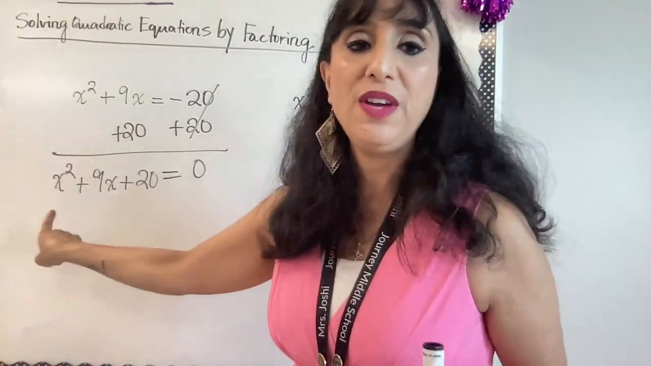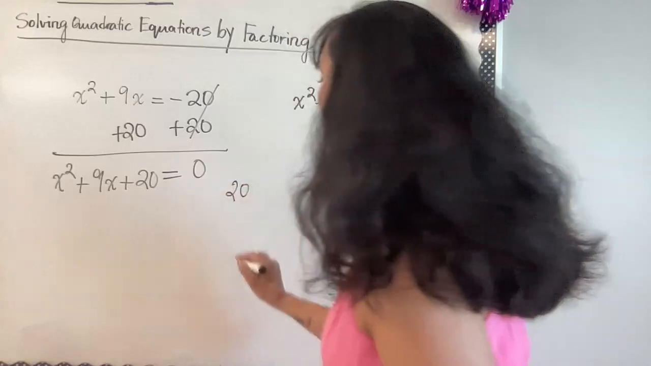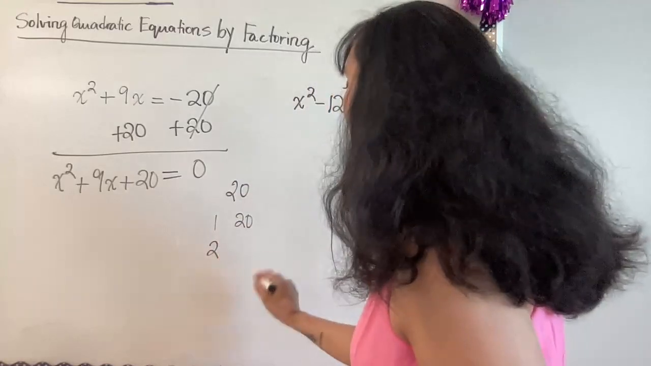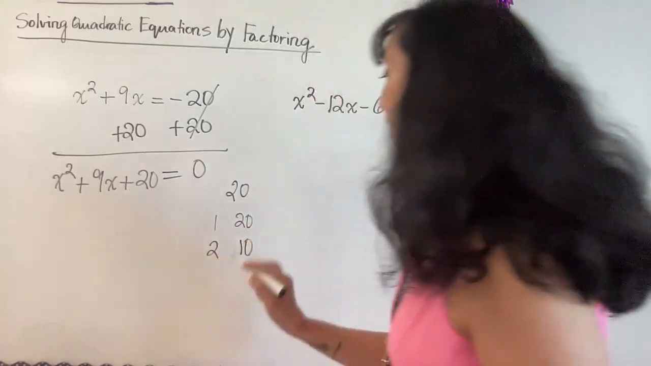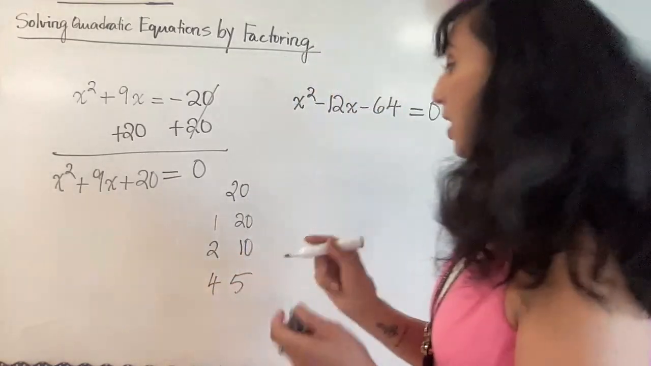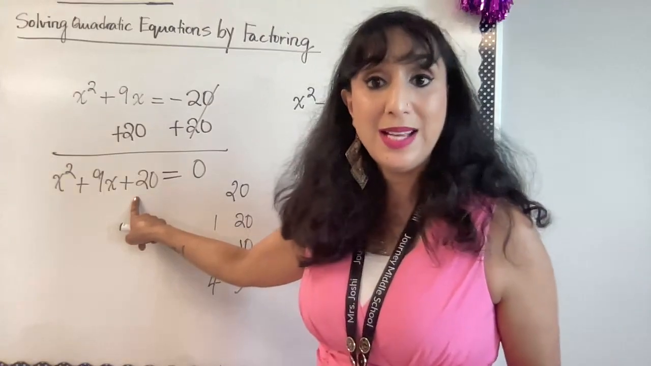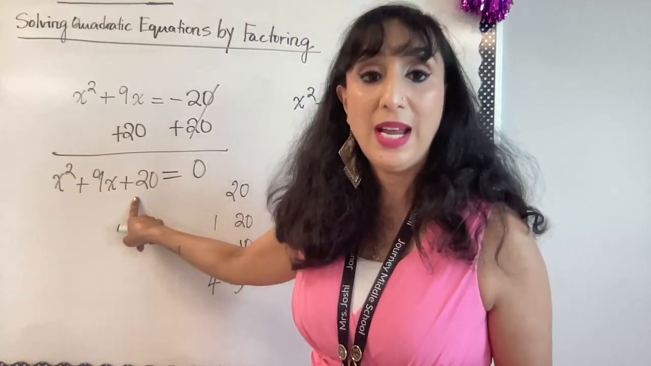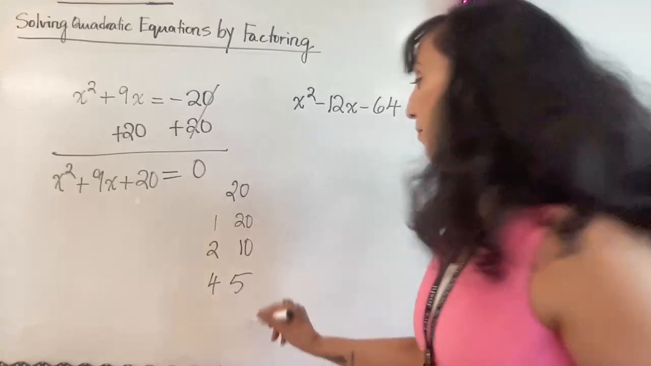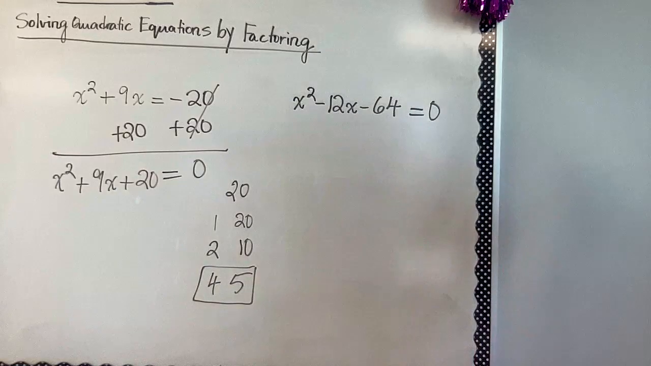I can see my coefficient is 1, so all I need to see is 20. What is going to give me 20? I can have 1 and 20. I can have 2 and 10. I can have 4 and 5. Since this is positive, both my signs have to be either positive or both negative. It's positive because over here I also have plus. So this is what I am going to have as factors.